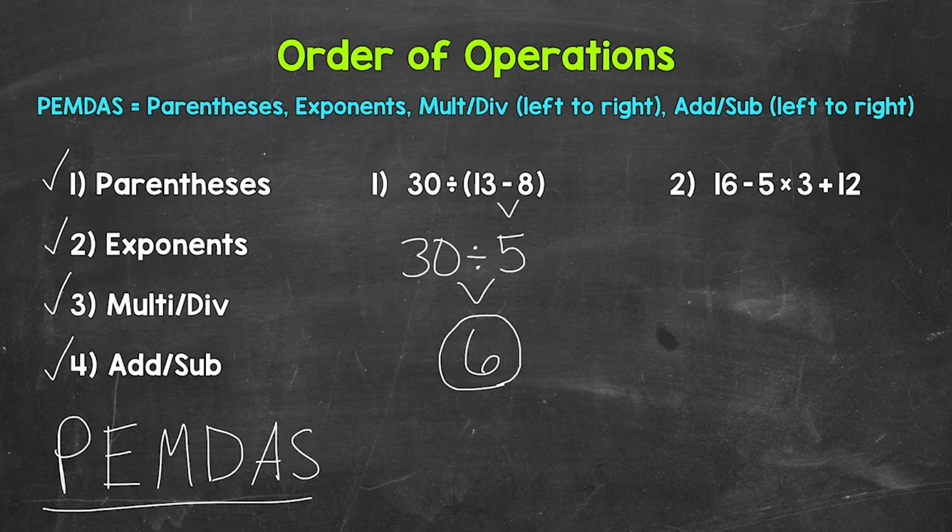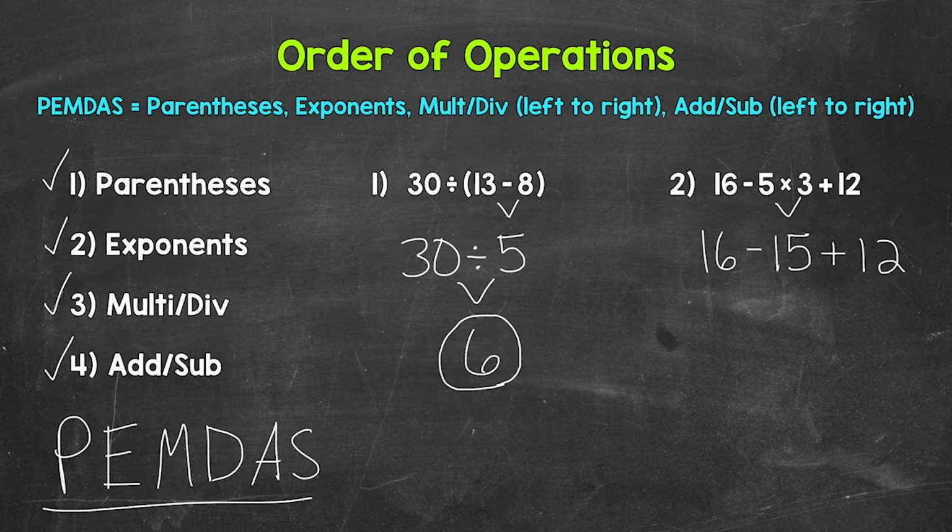Do we have any parentheses? No. So let's move on to exponents. Do we have any exponents? No. So let's move on to multiplication and division. Do we have any multiplication or division? Yes. So that's where we start. We have multiplication. We have 5 times 3. That is 15. Now we need to bring down everything we did not use. So we have 16 minus 15 and then plus 12.